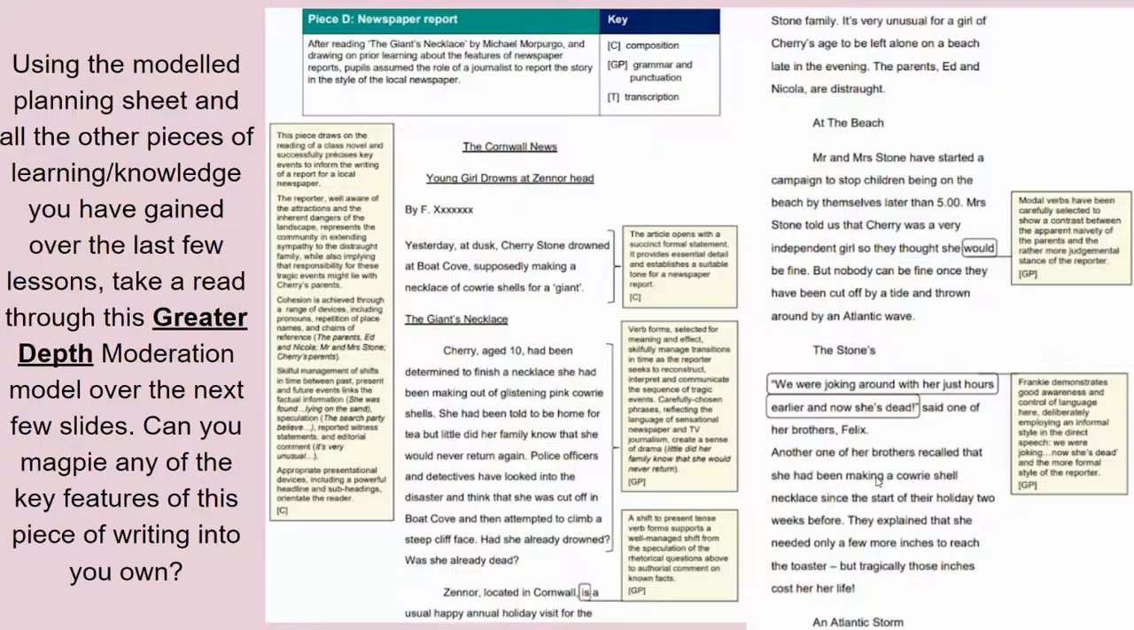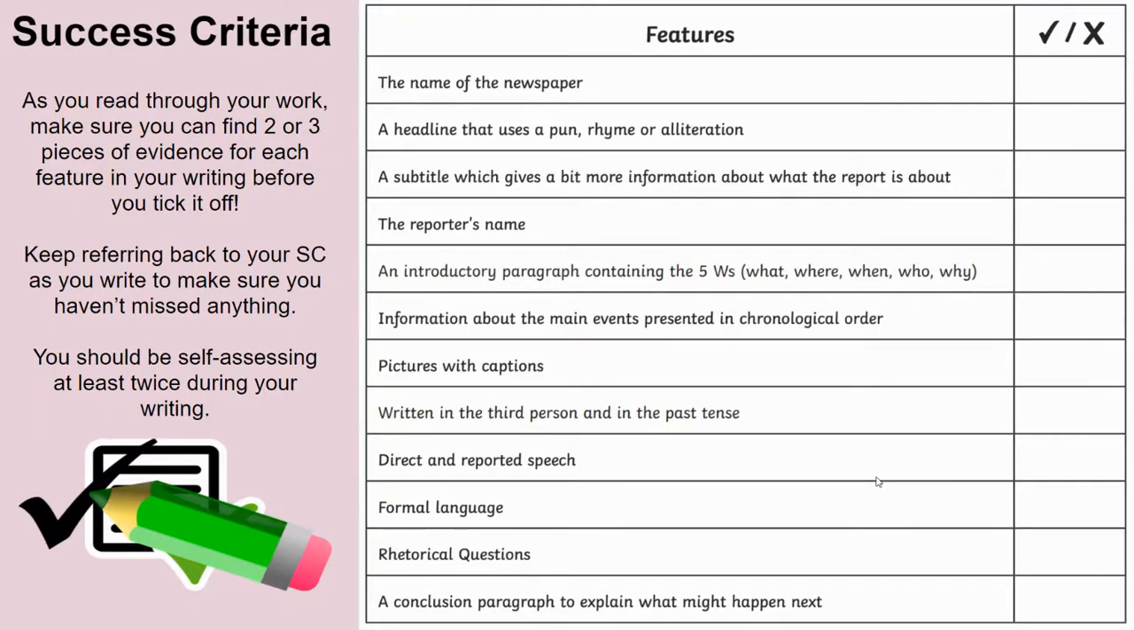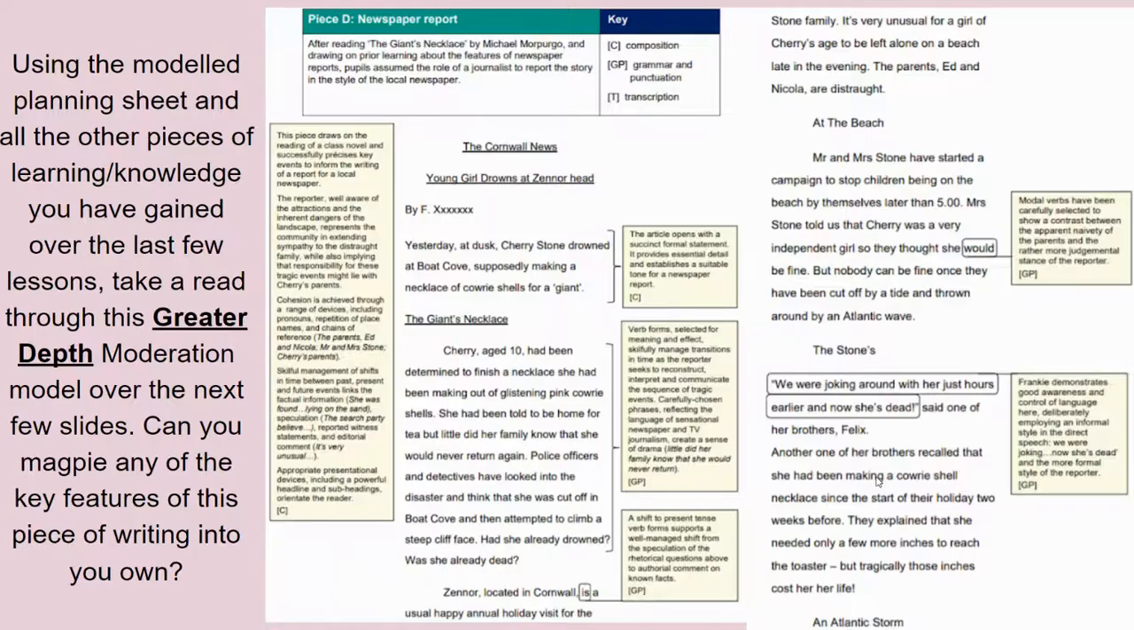So finally, you need to think about also your structure and your success criteria. You need to be able to, as I've said, read through your work, making sure that's including your planning, making sure you can find 2 or 3 pieces of evidence for each feature in your writing before you can tick it off on your printed out version. Remember to keep referring through this throughout your learning, okay? And you need to make sure that you're self-assessing at least twice during your planning process.